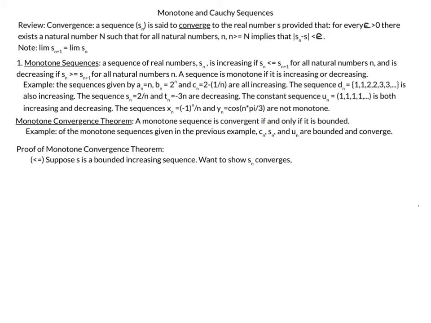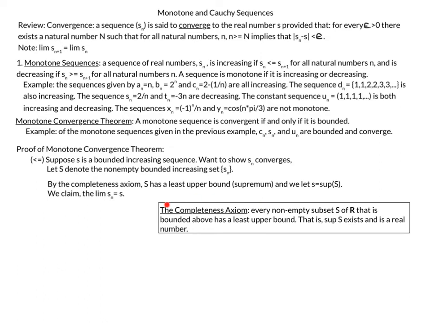We're going to assume that our sequence is bounded, and we're going to look at an increasing sequence. The decreasing case is going to be similar. And we want to show that the sequence converges. So we're going to start with capital S denoting our non-empty bounded increasing set of Sn. By the completeness axiom, which I have copied here, that says every non-empty subset S of R that is bounded above has a least upper bound, then S here is going to have a least upper bound, the supremum, which we'll designate with little s. So s is equal to sup of S, and we're going to claim that the limit of our sequence is equal to s.